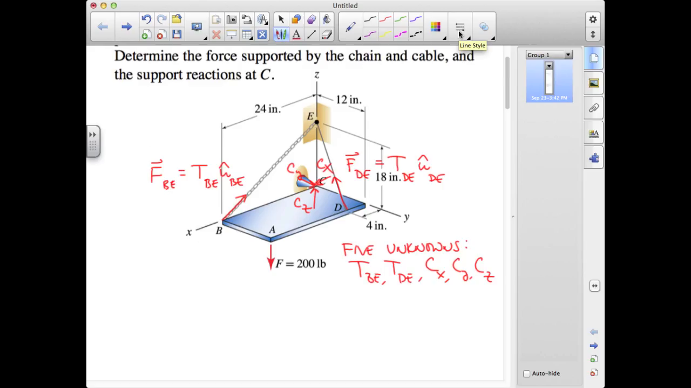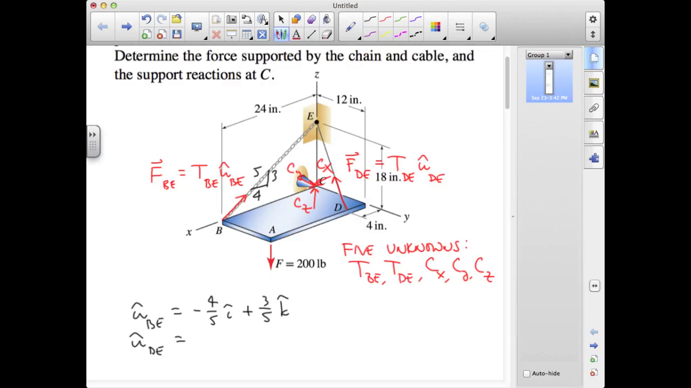We can see from the orientation of the cable and chain what the unit vectors are in this problem. The easier of the two is U_BE because the chain lies in the XZ plane. It has a rise of 18 inches over a run of 24 inches, and that makes this a 3, 4, 5 triangle and allows us to write the unit vector from B to E as minus 4/5 I plus 3/5 K. The unit vector from D to E is a little more complicated.